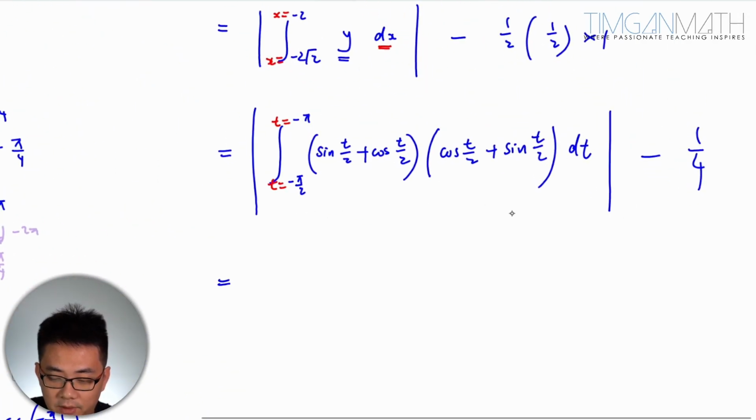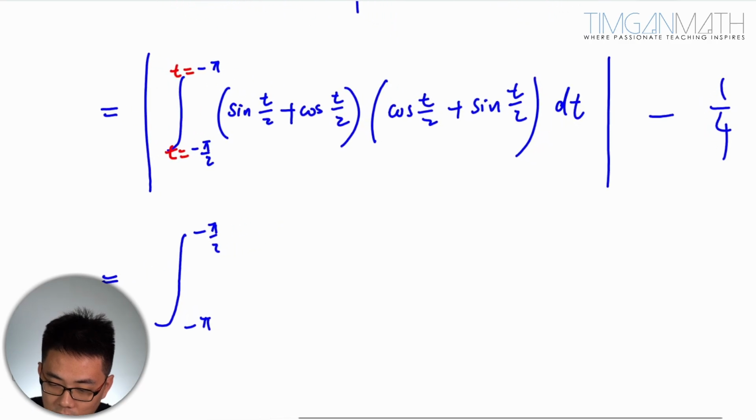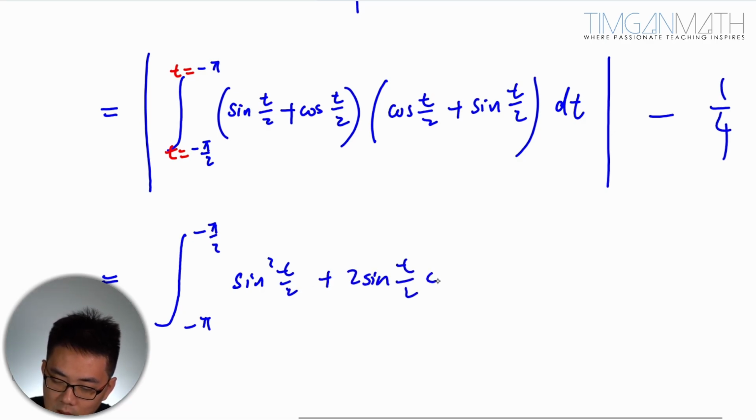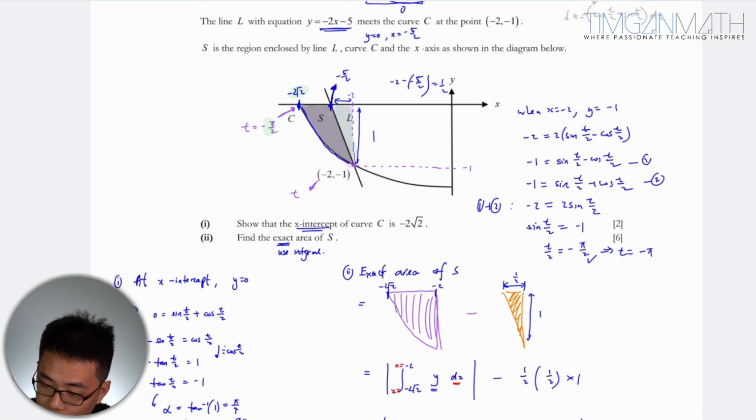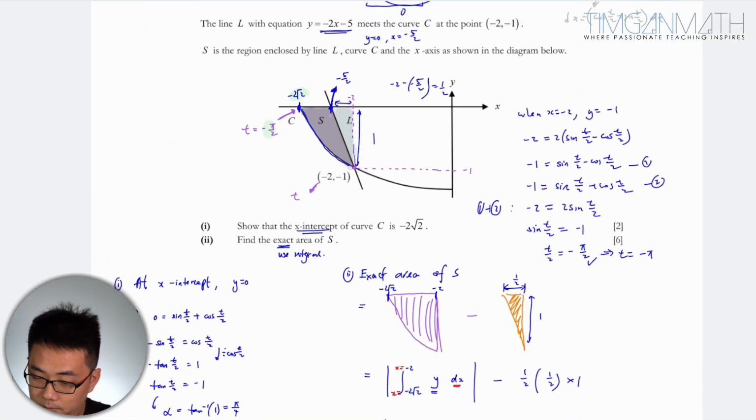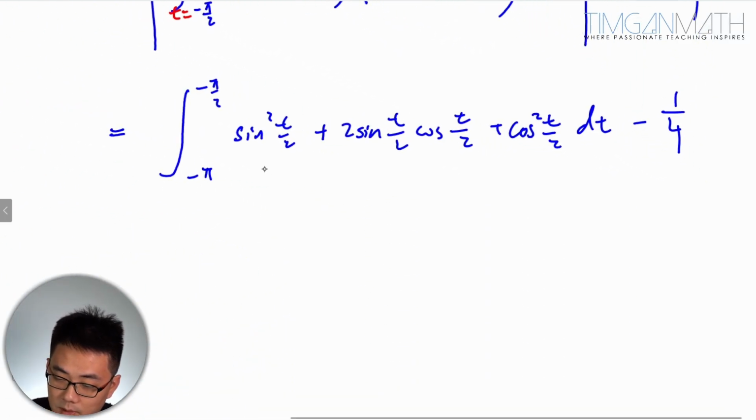So now this area will give us negative area. So just make sure when you open up the modulus sign, or if you don't want to open up the modulus sign, it's fine also. But this would just swap, because we know this will be a negative area. So I'm going to expand this: sine square t over 2 plus 2 sine t over 2 cosine t over 2 plus cosine square t over 2 dt. It's 1/4.